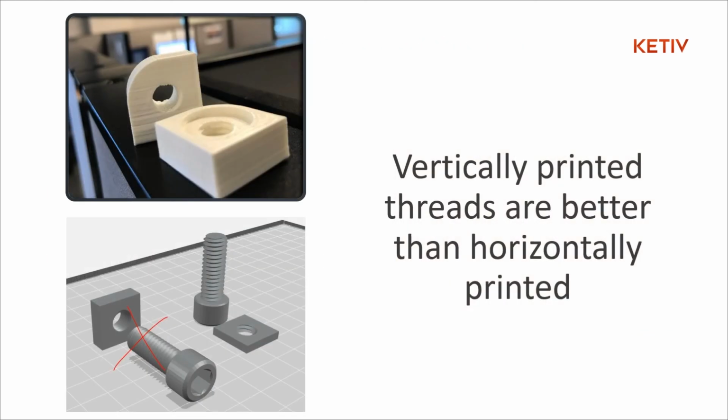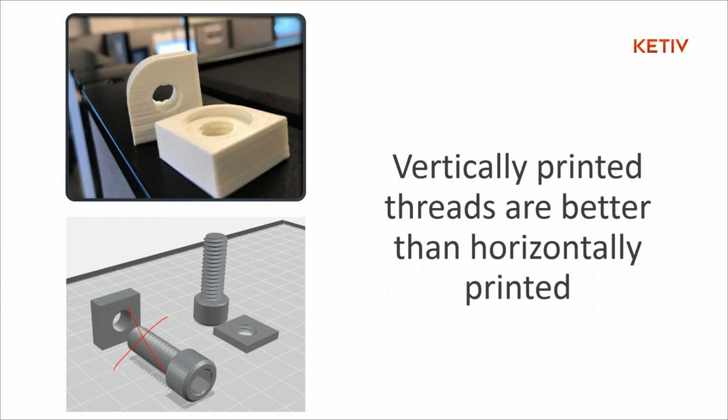Vertically printed threads are better than horizontally printed. If you look at the bottom left-hand corner of the screen, those two are in position for trouble. They're horizontally oriented in the slicer, and they would need supports. If you print them out, and look at the top left-hand corner, the left piece, you can see that there's a little bit of overhang, and that thread did not come out good.